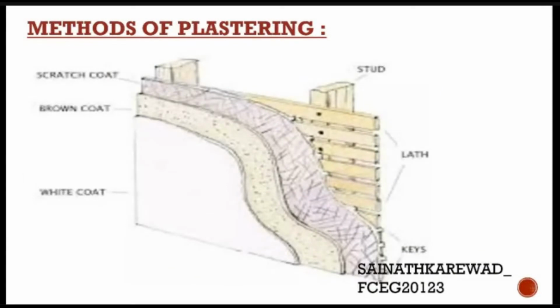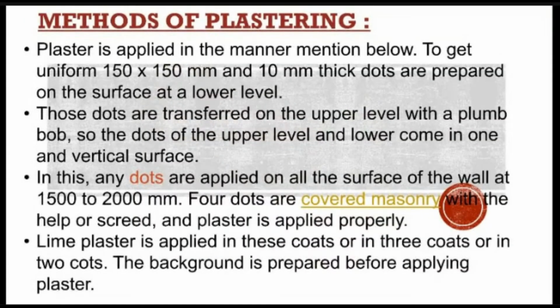Methods of plastering. Plaster is applied in the manner mentioned below. To get a uniform surface, 150 by 150 mm and 10 mm thick dots are prepared on the surface at a lower level. Those dots are transferred to the upper level with a plumb bob, so the dots of the upper and lower levels come in the same vertical surface.